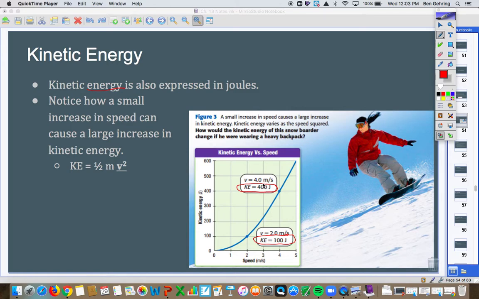So if we double the velocity, so velocity is doubled, kinetic energy increases 4 times. And that's because of this little squared. That's really important, and that's really big. That's what we're going to talk about and practice with today. Okay?